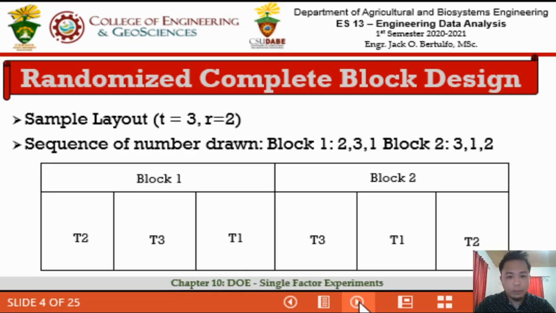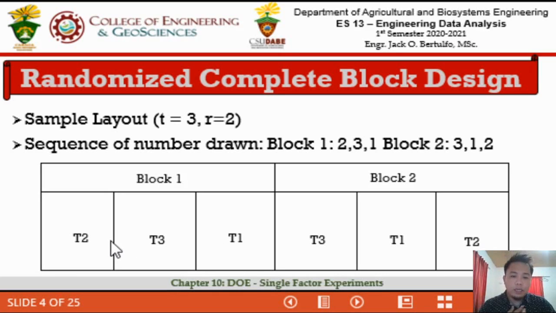randomized complete block design. Let's say, again, the same example as the previous one. You have three treatments, then you have a replication of 2. This replication will be considered as the block. We have block 1 and block 2. Okay, so the sequence is drawn. For block 1, for replication 1, there should be treatments 1 to 3. Then also for block 2. So as you observe, block 1 contains only 1 to 3.